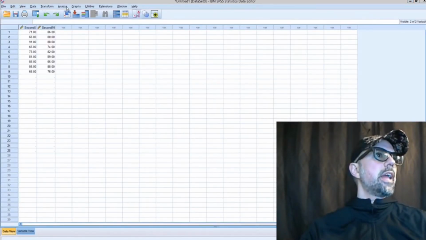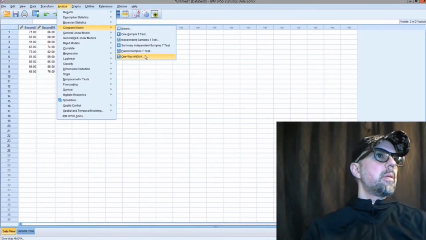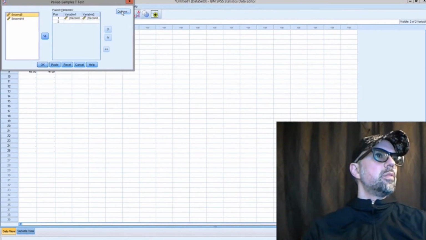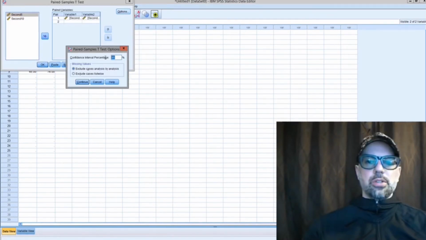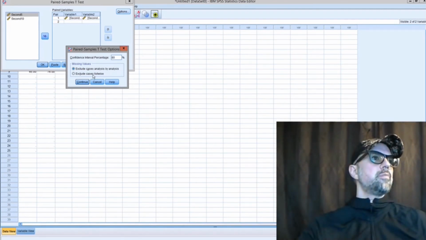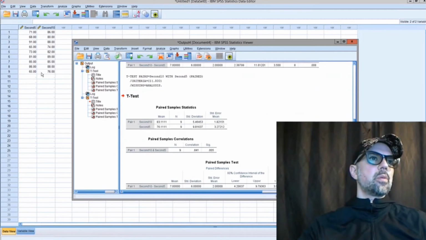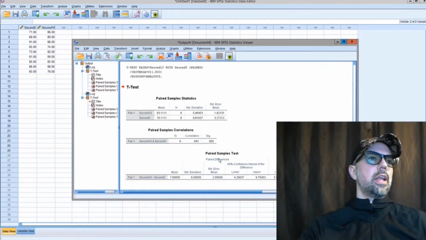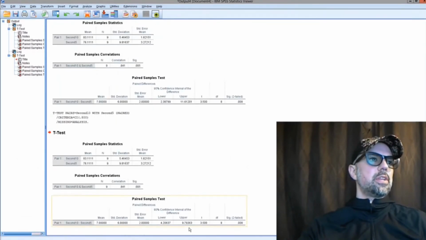So we go back, analyze, compare means, paired samples t-test. We click on options again. This time we're going to do that 80% confidence interval. So we change that confidence interval to 80, hit continue, hit OK. We now have our 80% confidence interval of the difference.